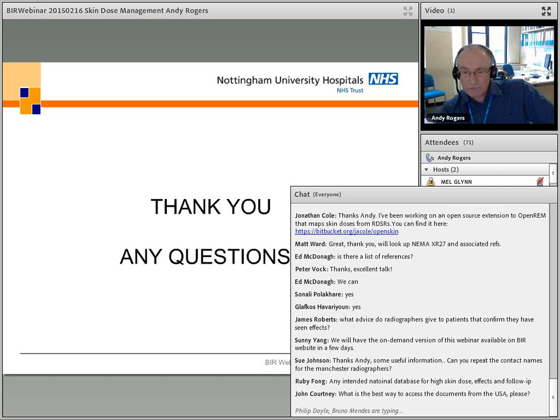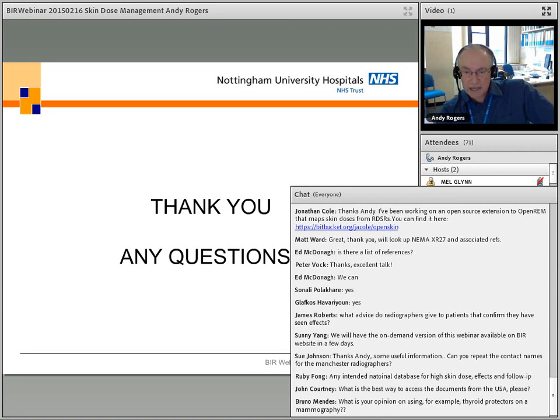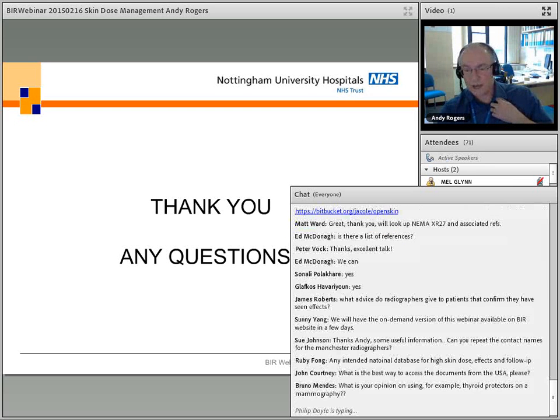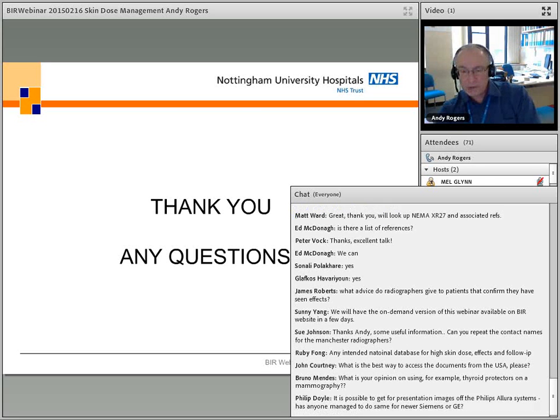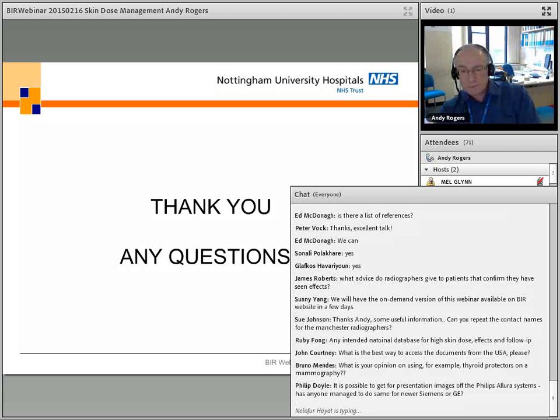In terms of accessing documents from the USA, the ones that I've mentioned today, and I think someone asked, can we have the references? What I will do is get a list together and get that uploaded so that it's with the talk in some way. The ones I've mentioned are XR27, which is a NEMA standard. If you Google NEMA MITA, M-I-T-A, XR27, it'll take you there. If you haven't been on their website before, you might need to register your name. Other than that, no problem at all. You can get it for free.